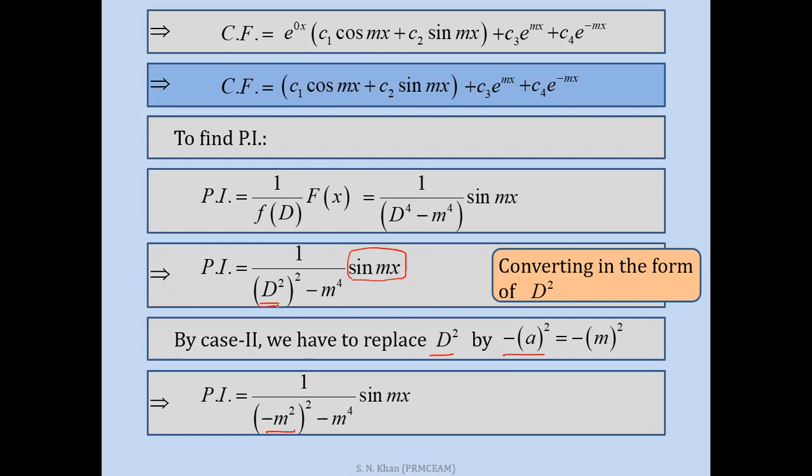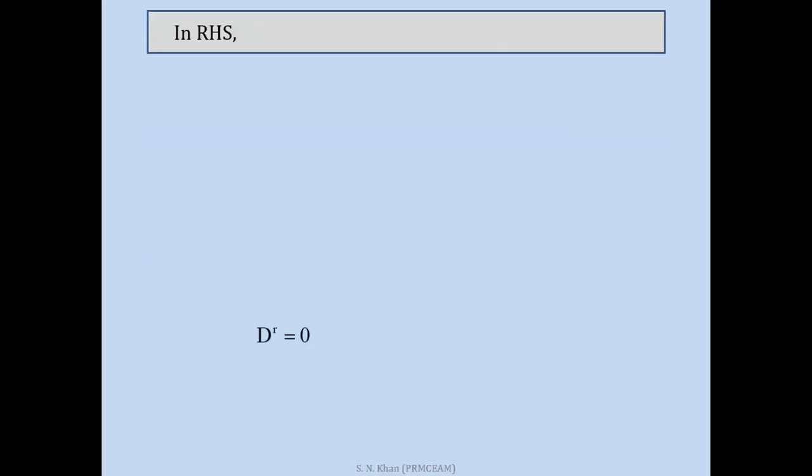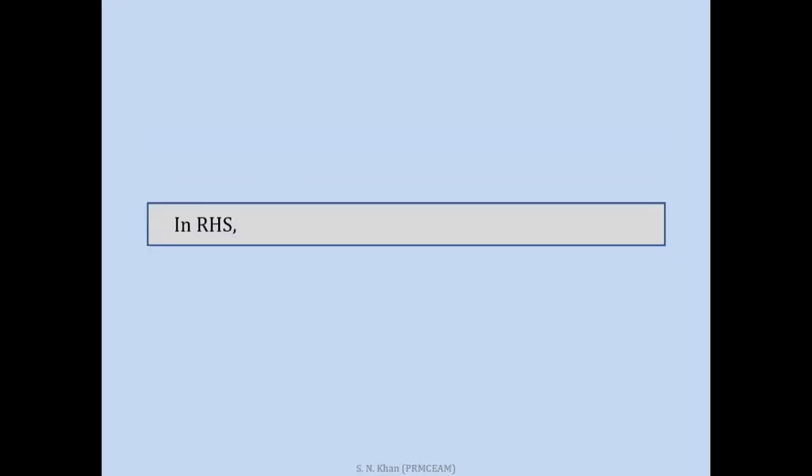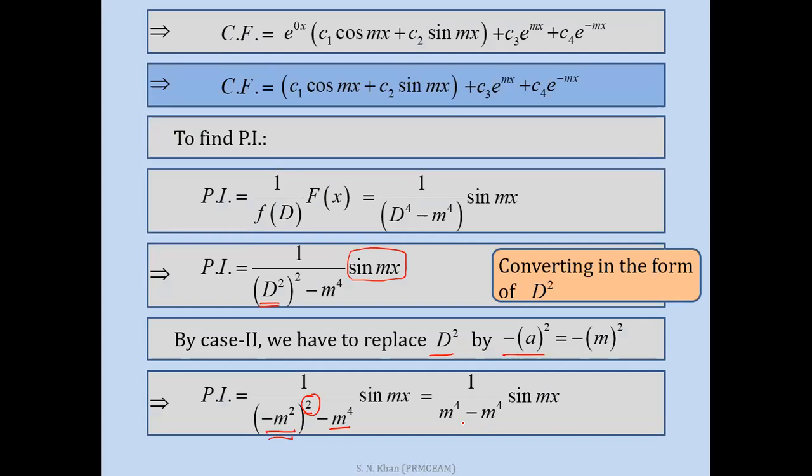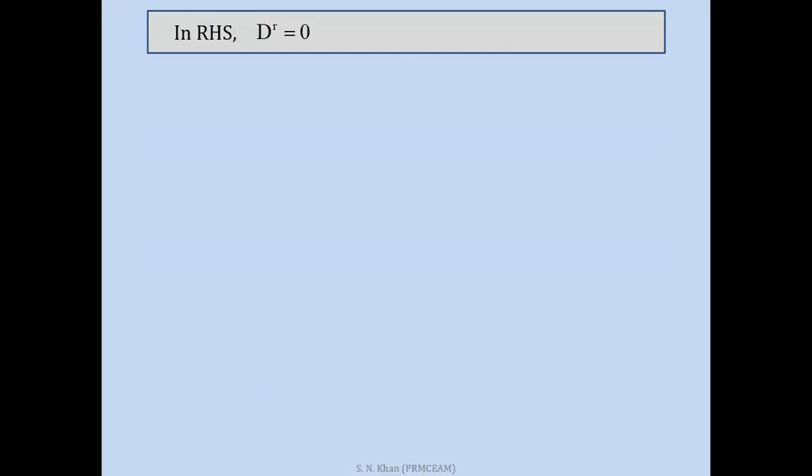So here d square is replaced by minus m square, in brackets squared as it is, minus m to the power 4 as it is. Now this minus m square, again squared, will become plus m to the power 4. Next term is minus m to the power 4. It means that the denominator will become 0. So on the right hand side, we are getting the denominator as 0, because m to the power 4 minus m to the power 4 becomes 0.